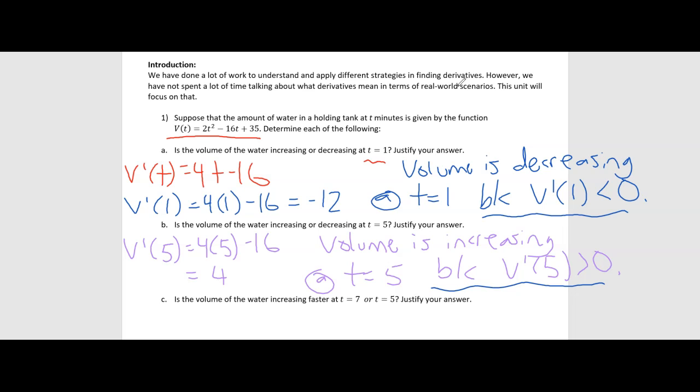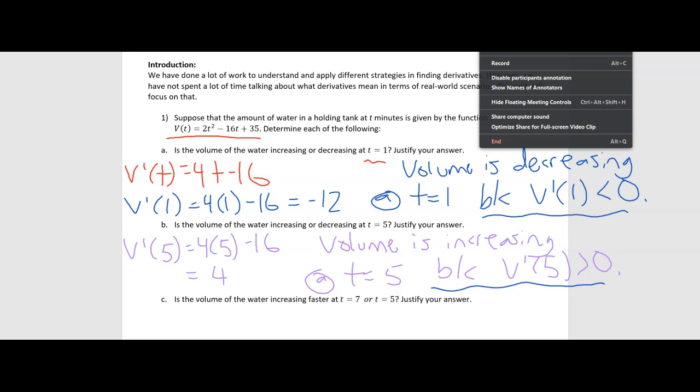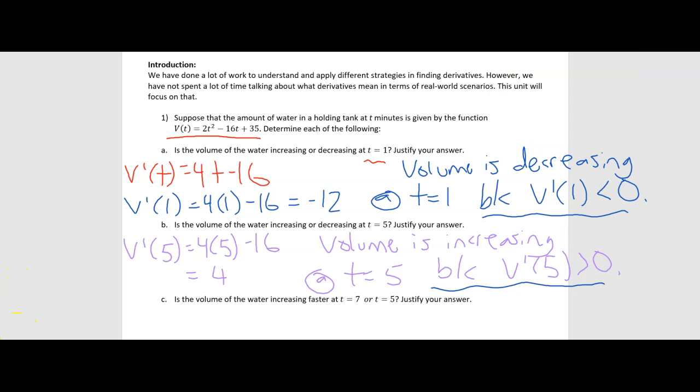All right, let's move on to C. It says, is the volume of water increasing faster at t equals 7 or t equals 5? Justify your answer. Well, I already know what the rate of change in the volume is at t equals 5, right? We know it's 4. It doesn't give us units for the volume, so we could just say 4 units per minute, because it does give us a unit for t.